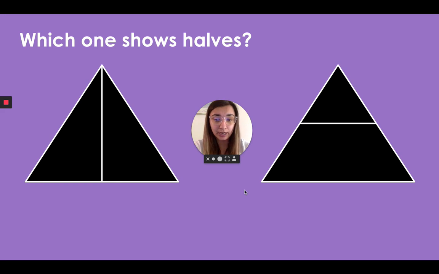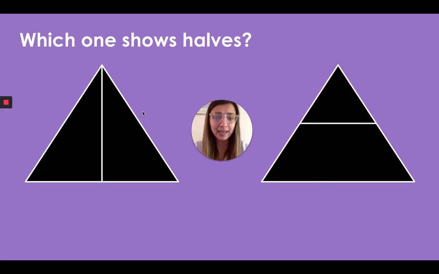Here's another shape. We have a triangle. Which one shows halves? So I see here that there's two parts. That's a good start. That's what we need to remember. And these definitely look the same or equal to me. But let's look at the next one. I do see two parts, okay. But these two parts do not look the same to me. This part is way smaller than this part.